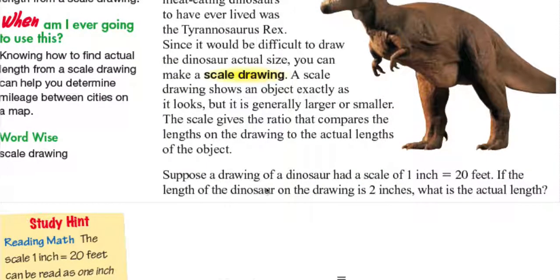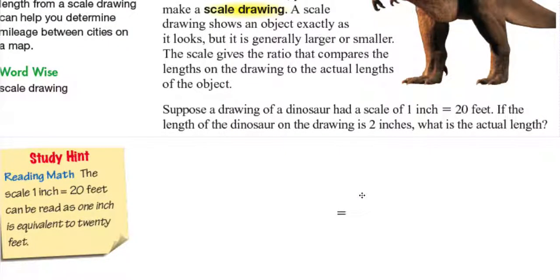Suppose a drawing of a dinosaur had a scale of 1 inch equals 20 feet. If the length of the dinosaur on the drawing is 2 inches, what is its actual length? So you have a scale on the dinosaur that every inch in that drawing will equal 20 actual feet. The question is, if the length of the dinosaur on the drawing is 2 inches, what will be its actual length? Now let's take a look at this study hint.